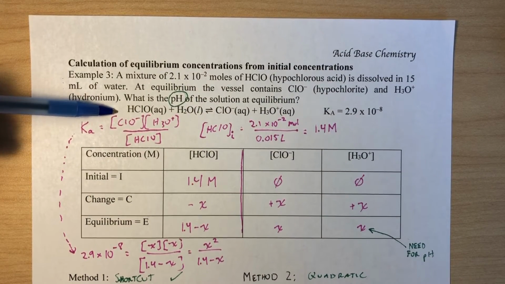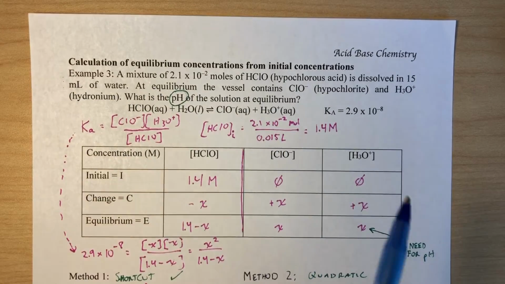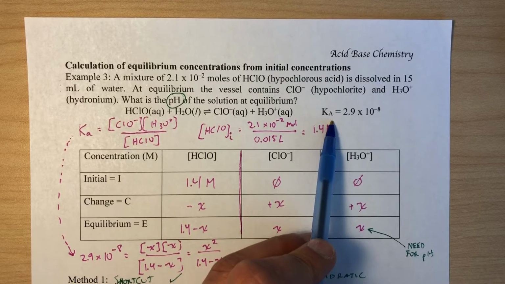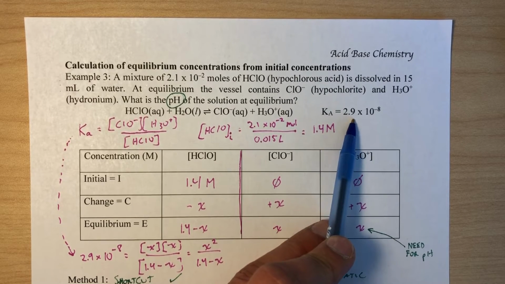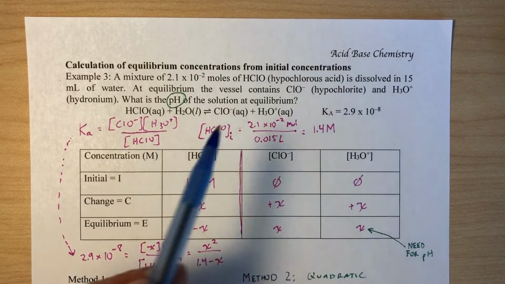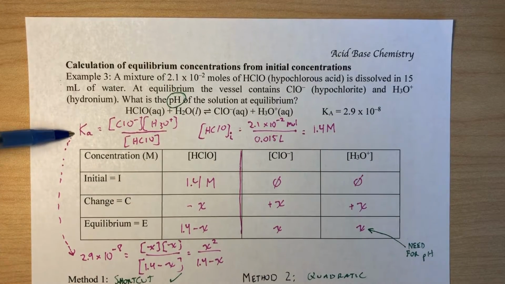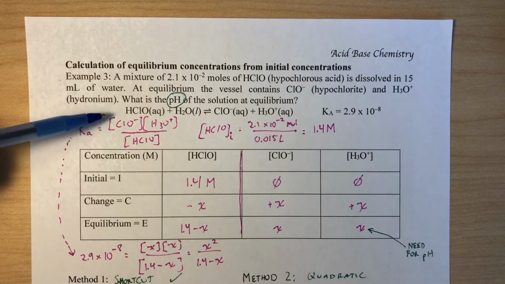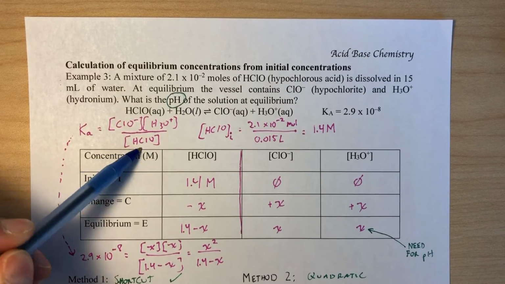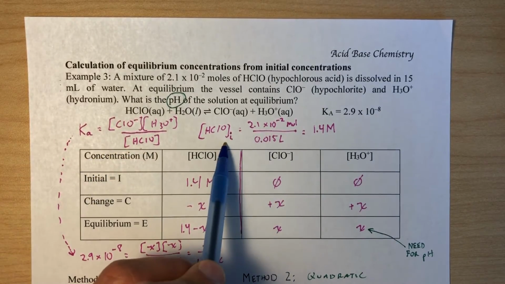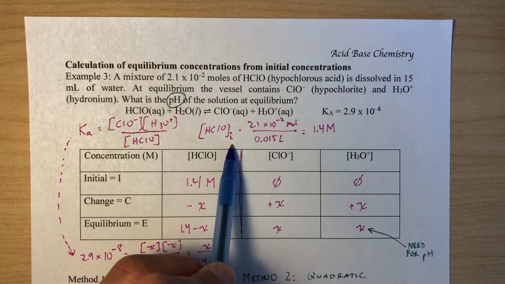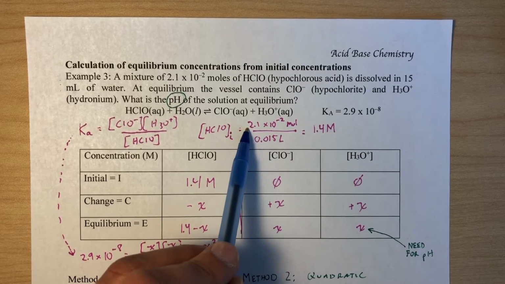HClO and water reacts to form ClO- and H3O+, hydronium. This is an acid reaction, so we get a Ka associated with it, an equilibrium constant being equal to 2.9 times 10 to the negative 8th. So we can set up our Ka is going to be equal to our products over reactants, ClO- times H3O+ divided by HClO.